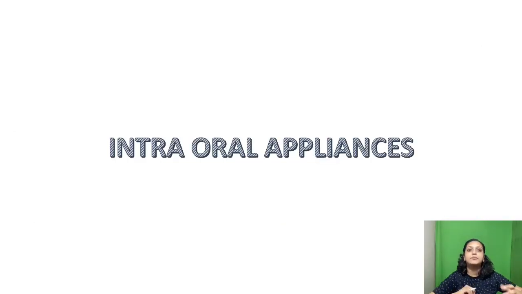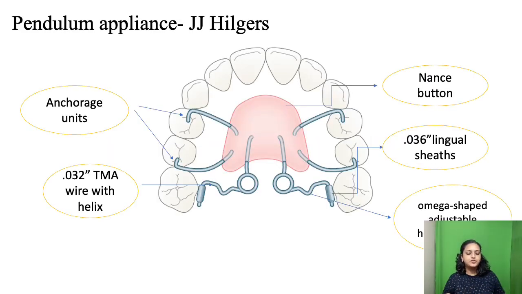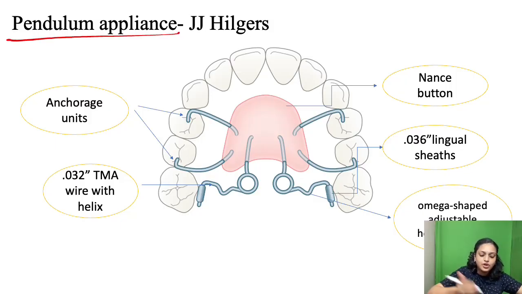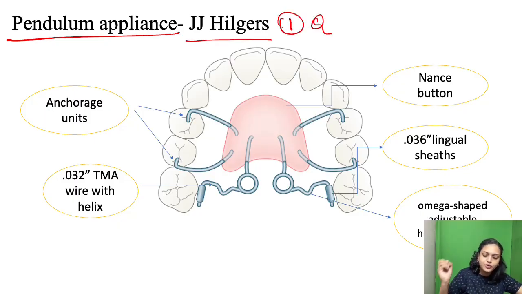So then came the intraoral appliances. It's patient compliant because it does not require the patient to do anything to it. Number 2, it does not show outside. So first, one important appliance that has been used for a long time for molar distalization is the pendulum appliance. Pendulum appliance, you need to know, was given by J.J. Hilgers. This is one MCQ point.